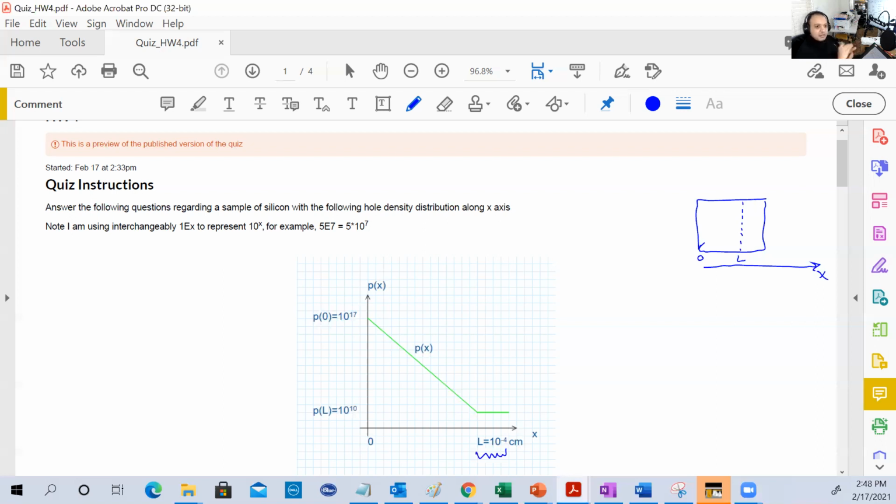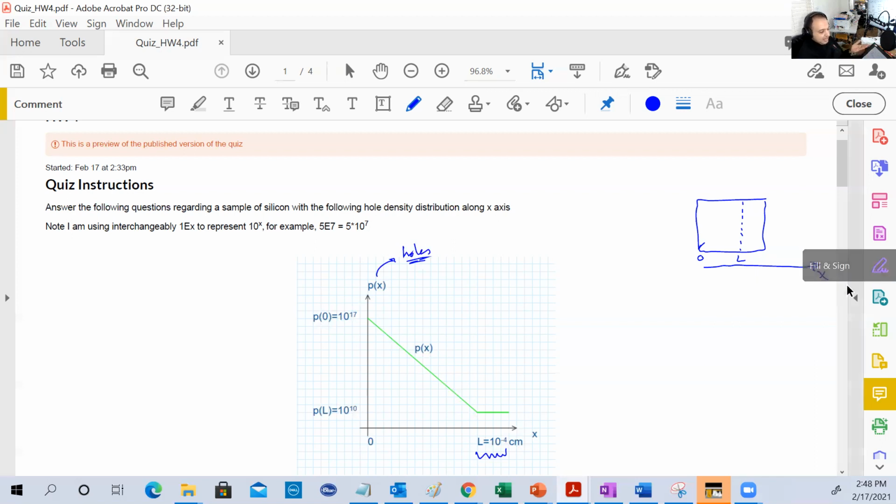So the density of the holes is changing. This is for the holes. P, of course, is the density of holes, and N is the density of electrons. P is changing based on such a relation. I gave you the graph, the relation itself, and it's a linear relation, as you see.